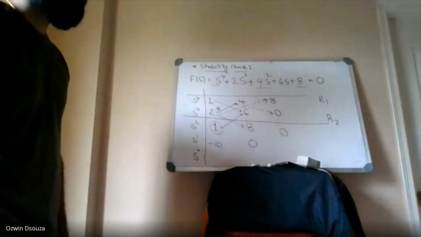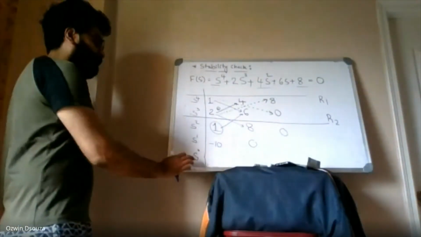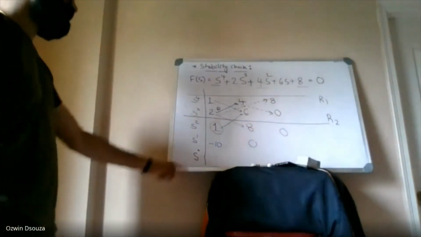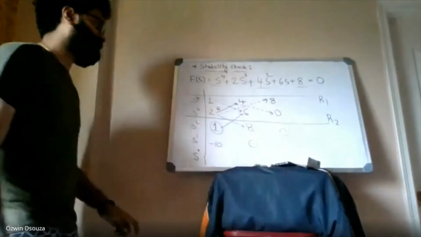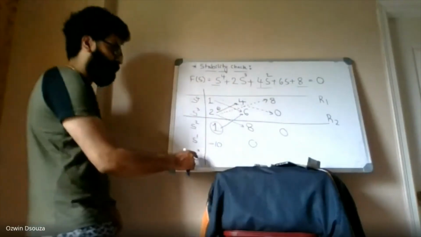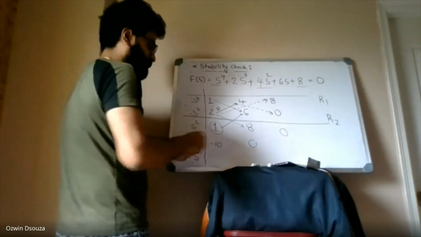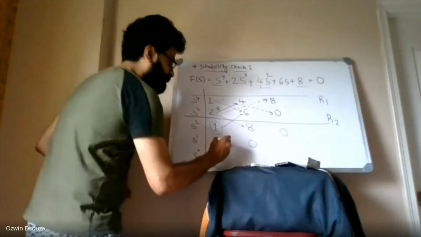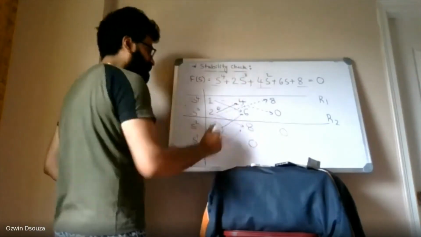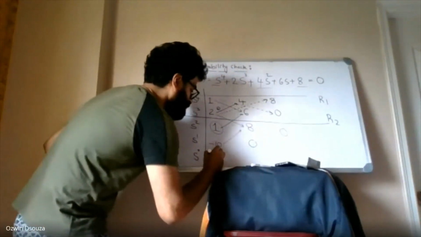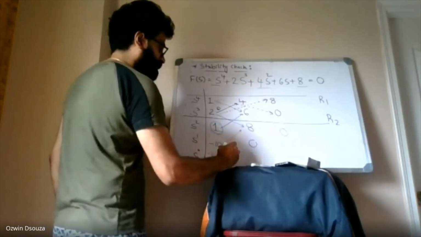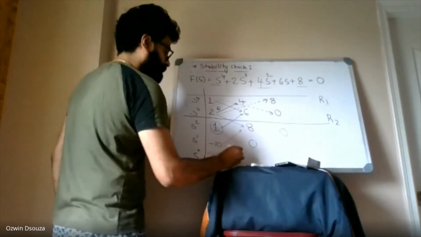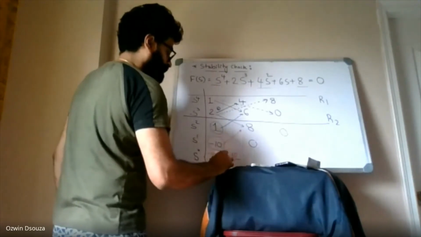That's all. Okay. Finally, you have the coefficient of s to the power 0 row. You should get it as 8. Let's see whether we get it or not. Okay. So how do we find? Let me use red color here. So negative 10 into 8. So that is minus 10 into 8 minus 1 into 0 divided by minus 10.